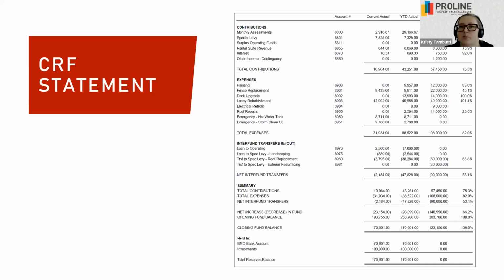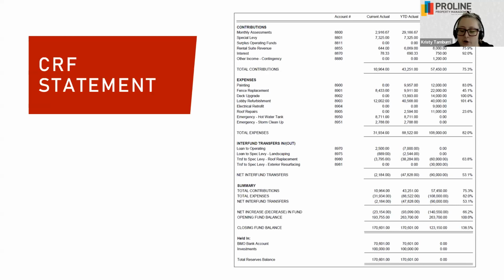So the statement here breaks down contributions. That's all of your income in, and it will look a little bit different from strata to strata depending on where your income is coming from. For example, if you've got surplus cash coming from the operating into the contingency reserve fund, then we would show that there. There may be rental suite revenue. It's also where the interest collected is reflected for the contingency reserve fund.